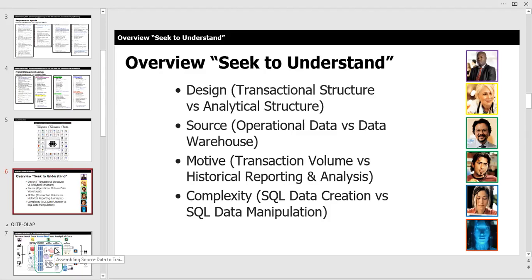So this particular section about transactional data versus analytical data, we're going to cover just the concepts of what the differences are, what those two things are. Operational data versus data warehouse, transaction volumes versus historical reporting and analysis, and then talk about SQL data creation versus SQL data manipulation. So the reason I put this together was there's a tendency to think of data as one kind of data across everything.